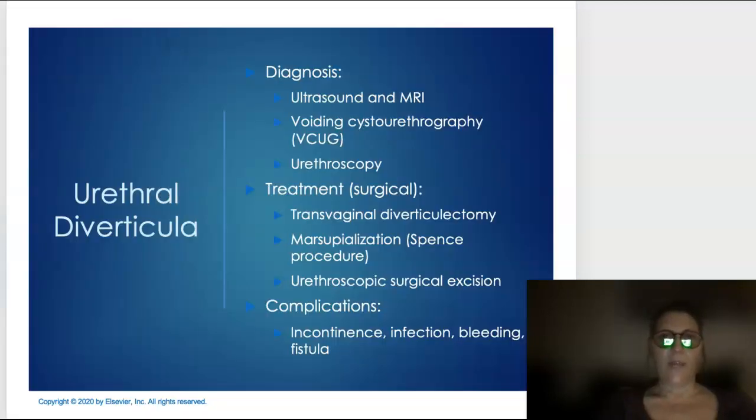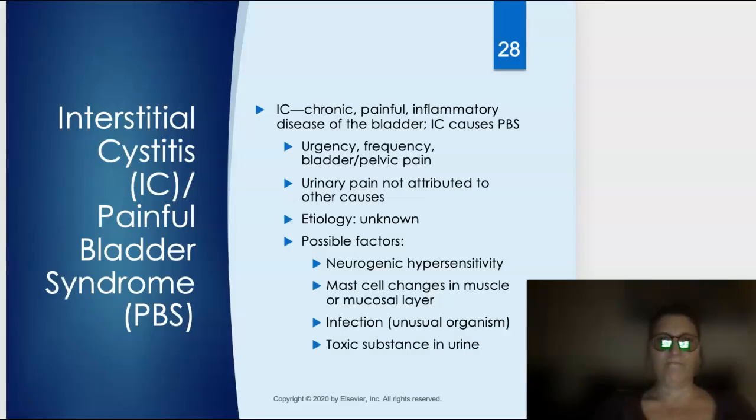And how are we going to see if they have this? An ultrasound and an MRI. We're going to do a VCUG, a urethroscopy. For surgery, we'll do a transvaginal diverticulectomy or a Spence procedure, a urethroscopic surgical excision. Complications, they can end up with incontinence, infection, bleeding, or even a fistula.